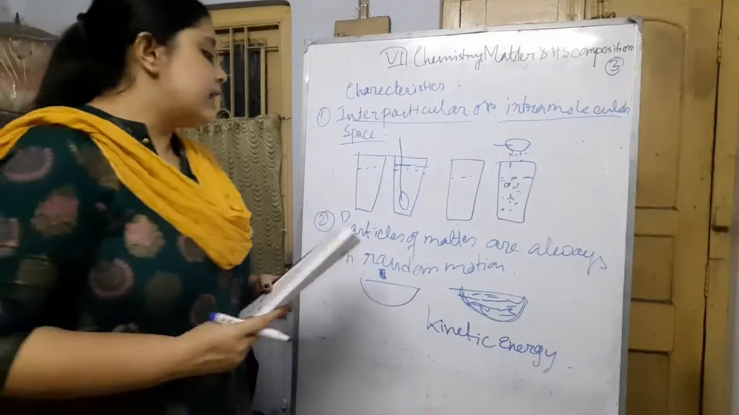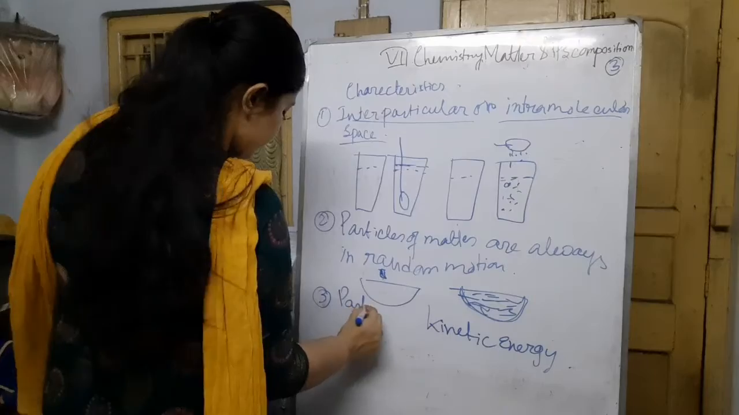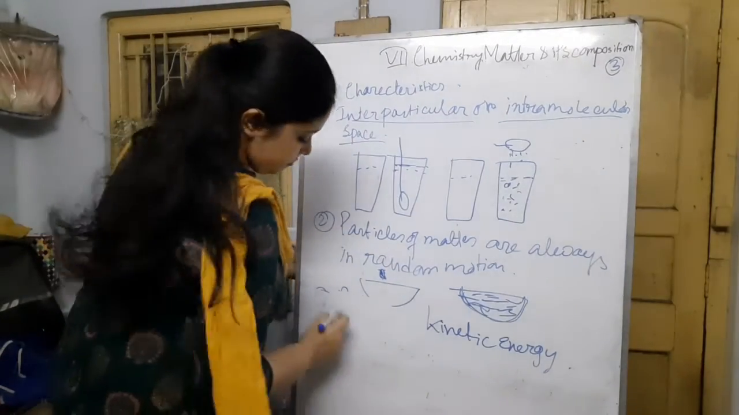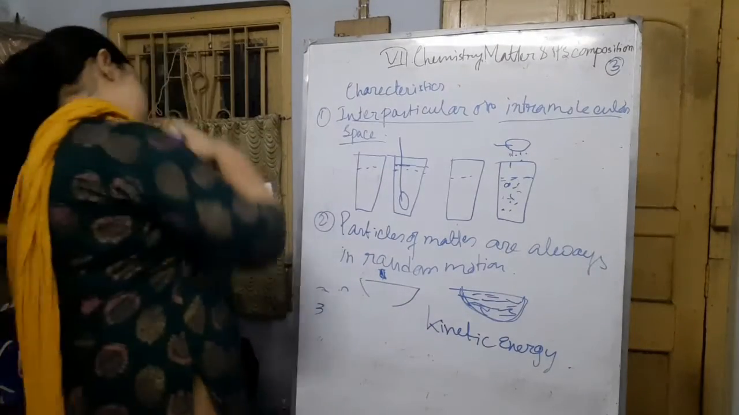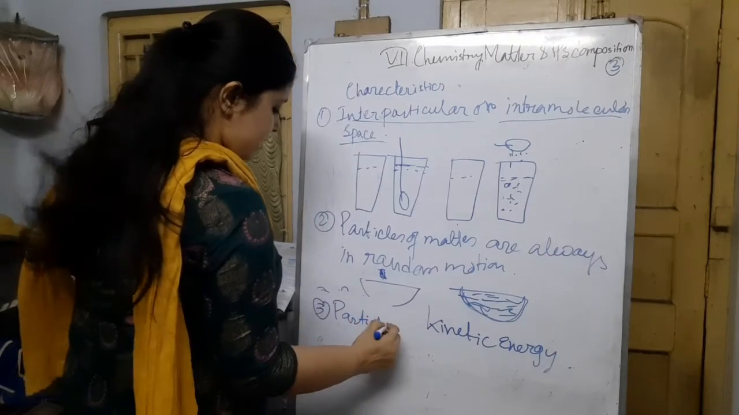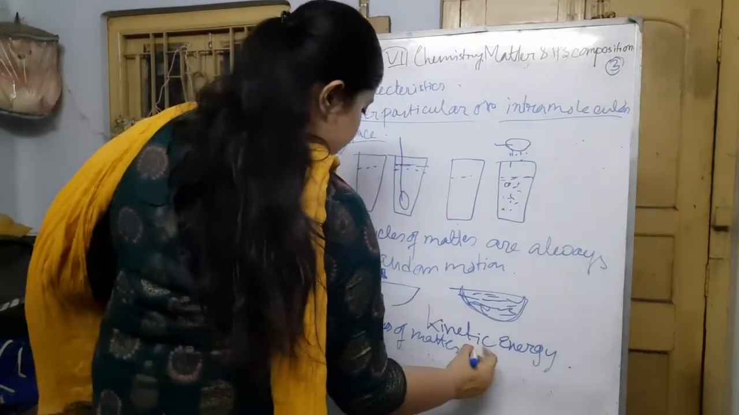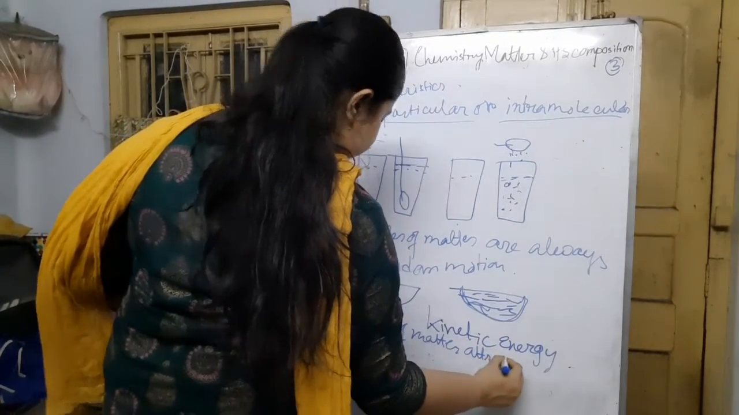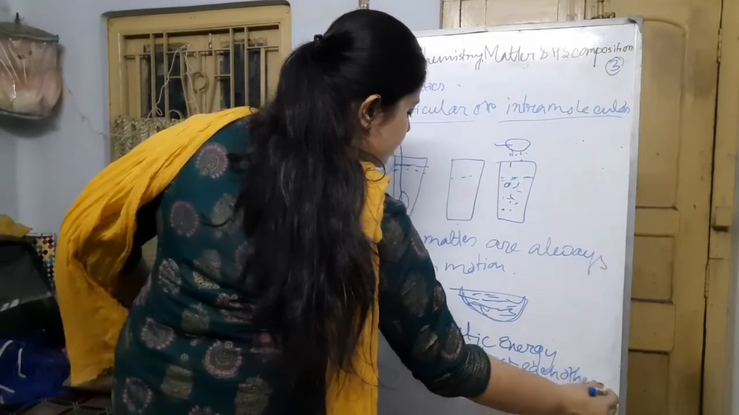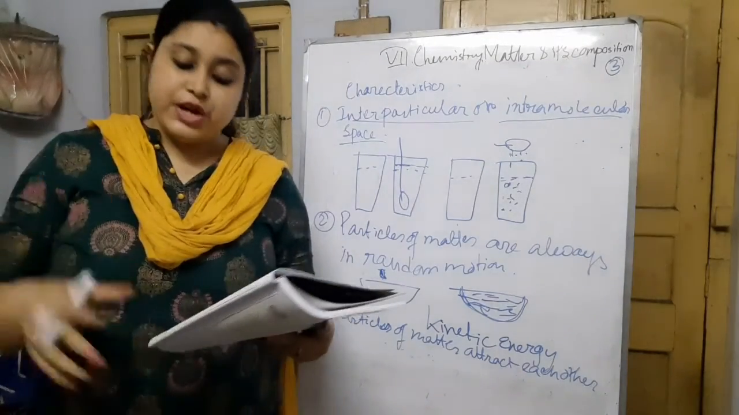The next property is that particles of matter attract each other. How can we prove that the particles of matter attract each other?